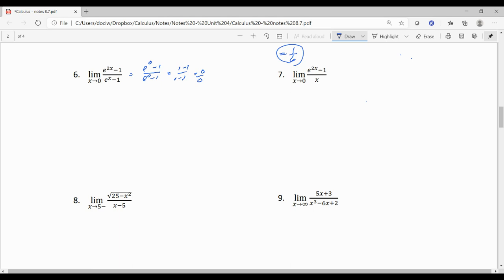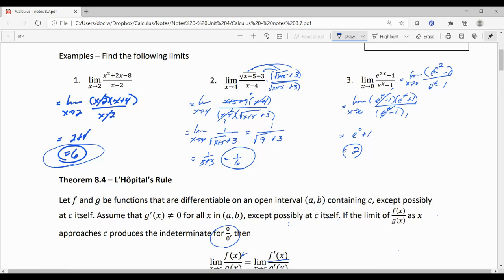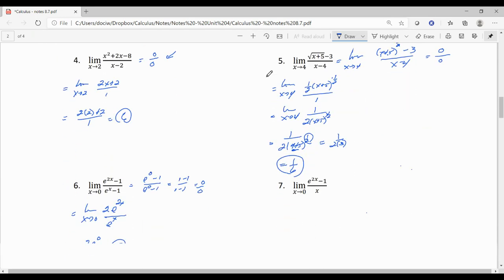And so I now can find the derivative of the numerator. The derivative of e to the 2x, the derivative of e to the u is e to the u du, divided by the derivative of the bottom, which is e to the x. Derivative of e to the x is e to the x. And so now you'll notice that as x approaches 0, we're going to have 2 times e to the 0 divided by e to the 0, and e to the 0 is still 1, and so we have 2. And again, if we were to scroll back up, when we found the limit using the methods we had before, the limit was 2.